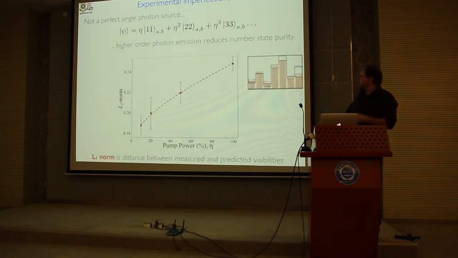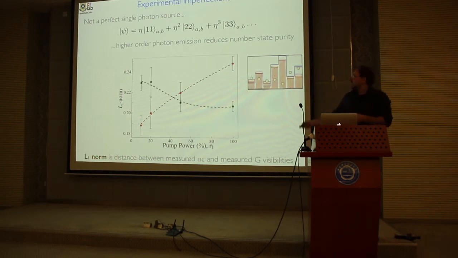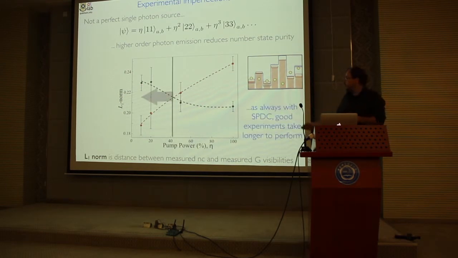And we show that by turning the power up. And the distance between these two things is the red curve, it got higher. The quantum computer scientists got closer to measuring a classical distribution. So the solution is, as always with downconversion, turn the power down, but no one wants to do that because your count rate goes away.